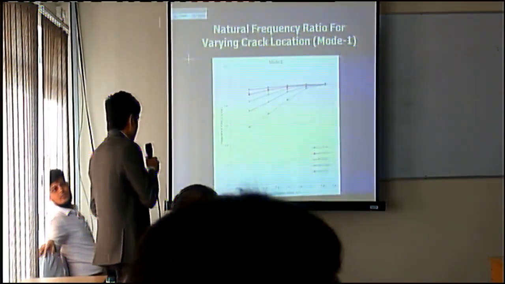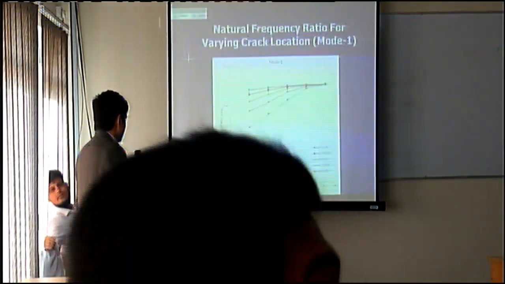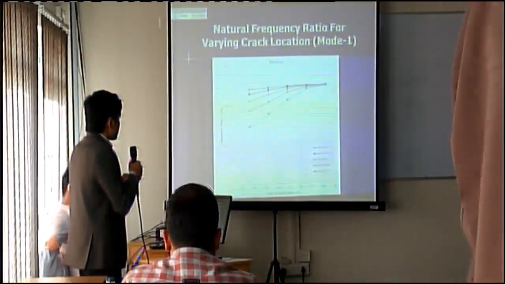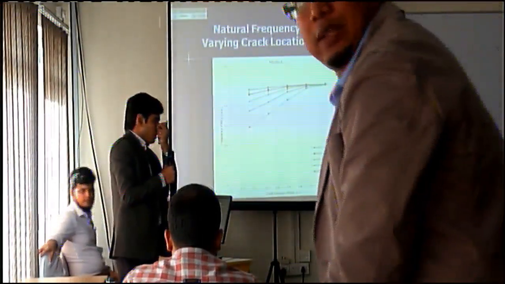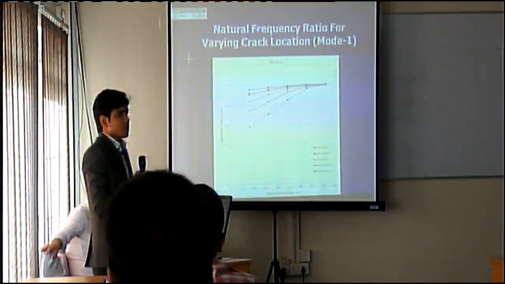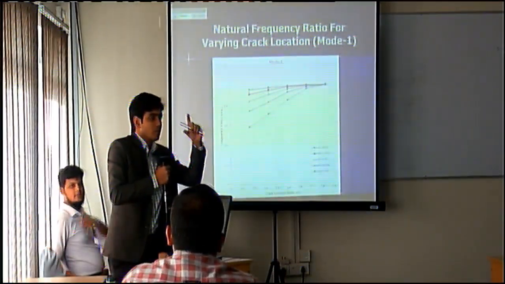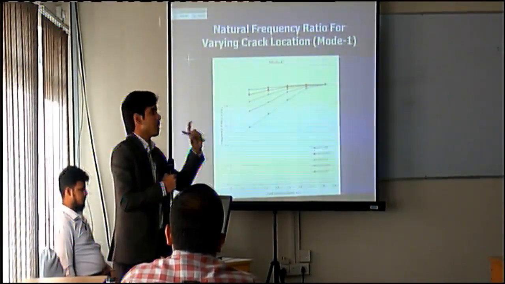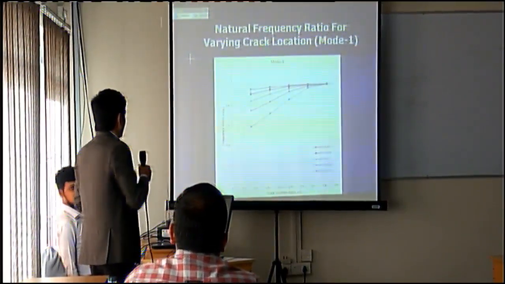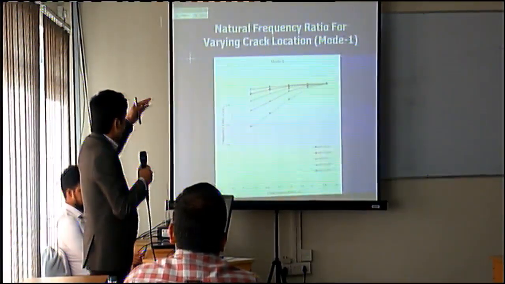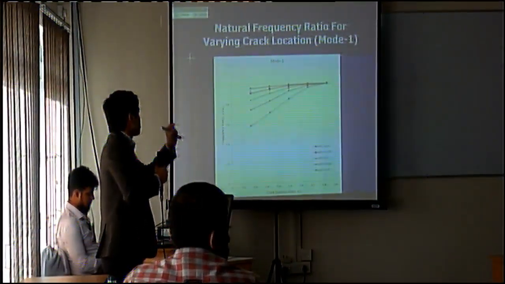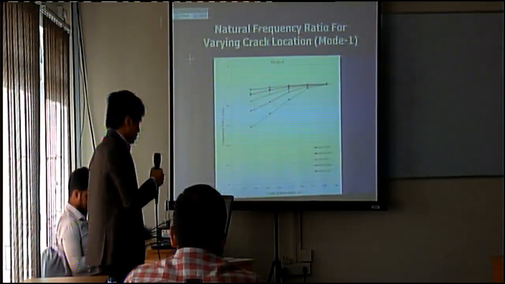And this is the graph of crack location ratio. You see that if the crack depth increases, this is d by t. d means the depth of the crack and t is the thickness of the beam. So d by t 0.75 means the crack depth is almost 75% of the thickness of the beam and the frequency is reduced to about 0.6. That means the frequency is reduced much for the deep crack. If the crack depth is reduced, then the frequency will not change so much.